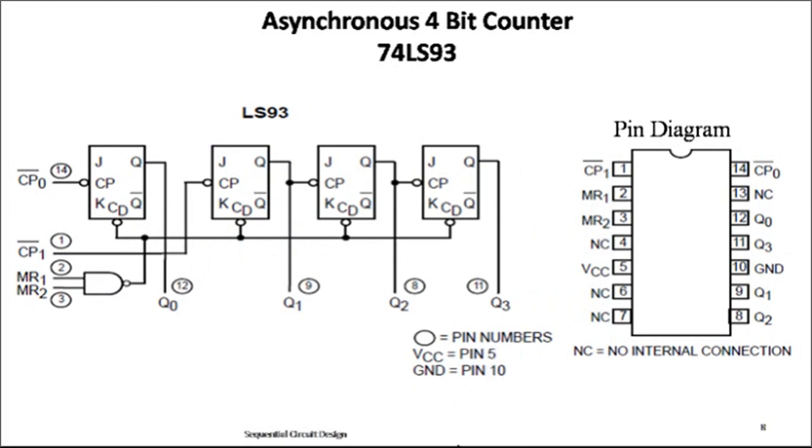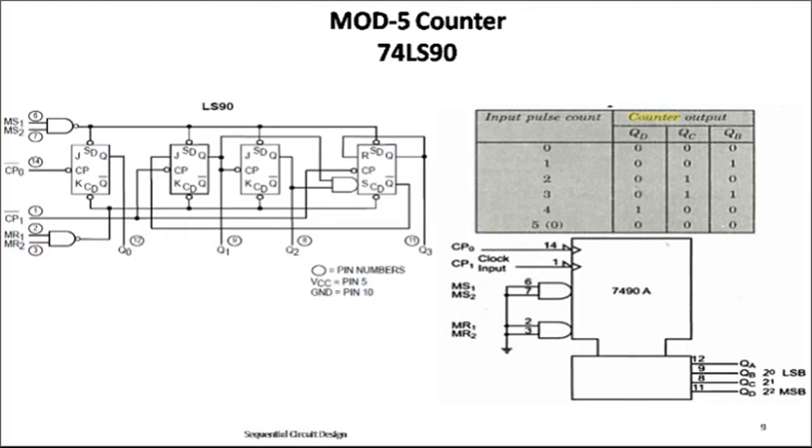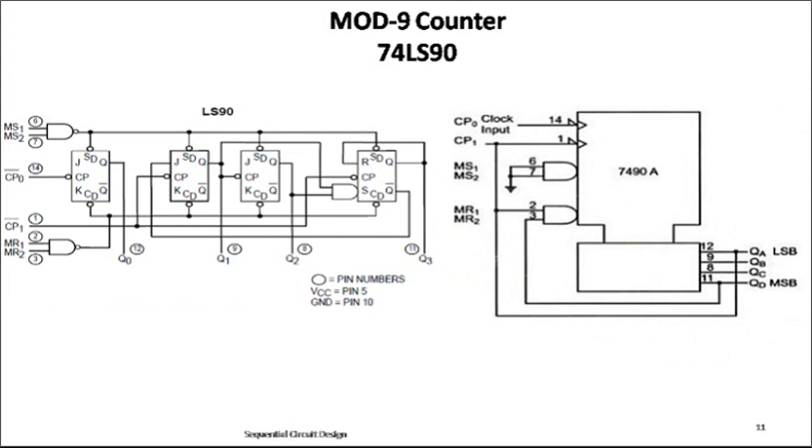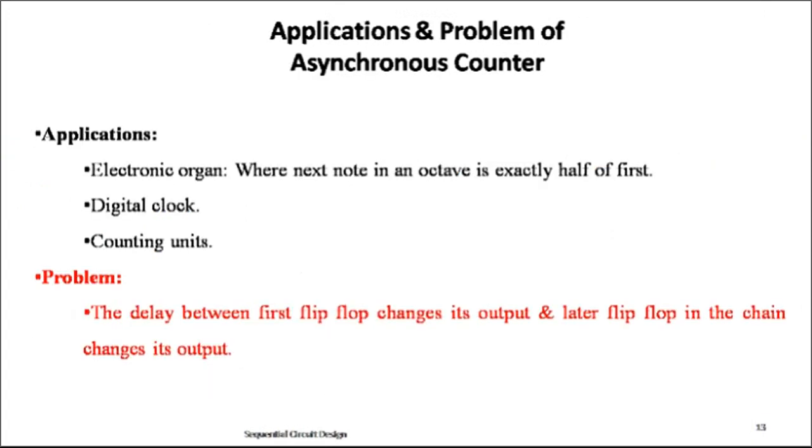And we'll see again the 74LS93. Using this one we are implementing different practicals, like the mod 5 we are designing. Counting will start with 0 1 2 3 4, and after that it will be reset, because counting starts with 0 and ends with 4, and the next count is again 5. Like this the counting will be executed for mod 6. Here is a mod 9 counter. So we can do different designs. There is no question of how the respective counting will go. The applications are electronic organs, digital clocks, and counting units, where it is utilized.